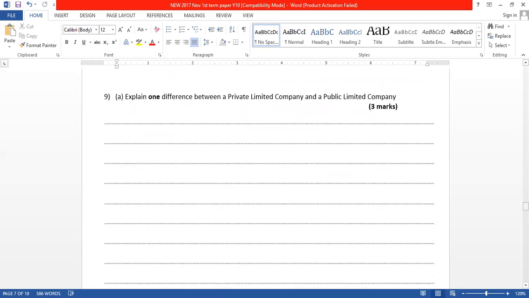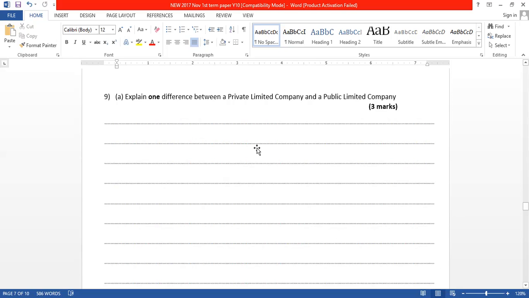Whereas a PLC is not like that. For a public limited company, the shares can be traded on the stock exchange. So for this one you can explain the one difference. There are many different examples. Private limited companies normally can't sell debentures, but PLCs can sell debentures, right? A private limited company finds it difficult to transfer shares, but a public limited company can buy and sell or transfer shares easily. As a result of that, you can develop it, right?